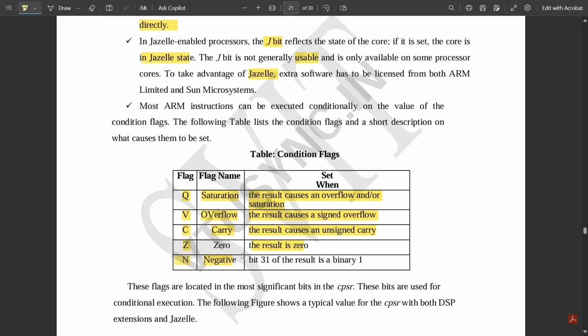Then N, the negative flag. If bit 31 of the result is binary 1, then the negative flag is set to 1. So these are the causes for when these flags are set. It is mentioned here, so please note it down.